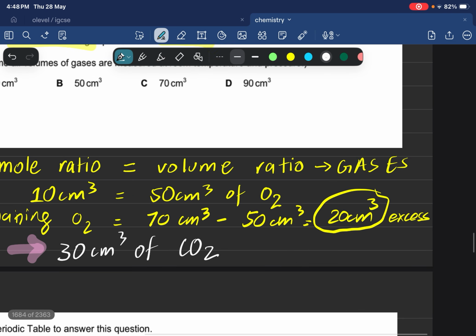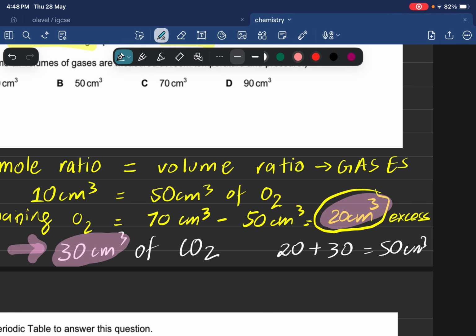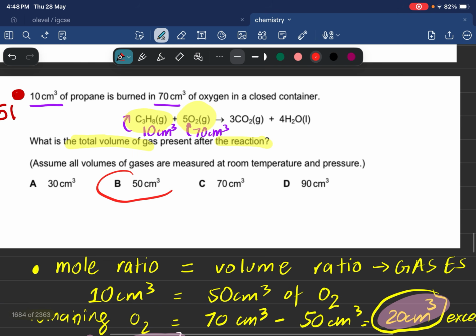So how many gases do we have? We have 20 cm³ of this and 30 cm³ of carbon dioxide that's formed, 20 cm³ of oxygen that's left. So in total we have 20 plus 30, that makes 50 cm³ of gases that are left, okay, which makes option B the correct answer.